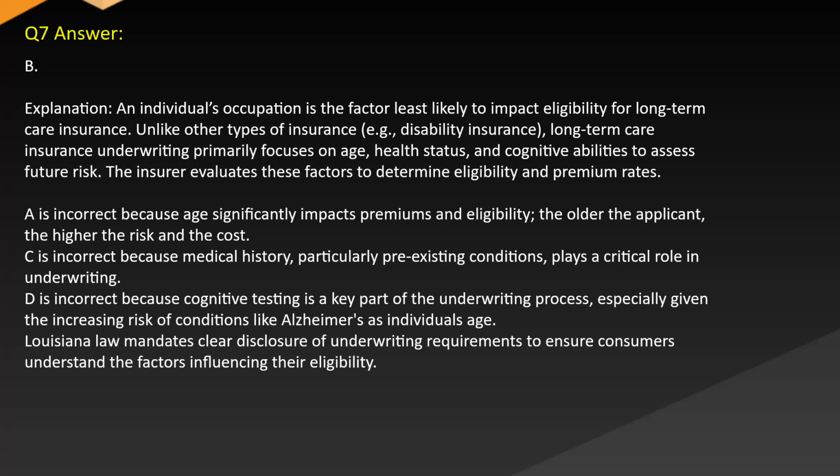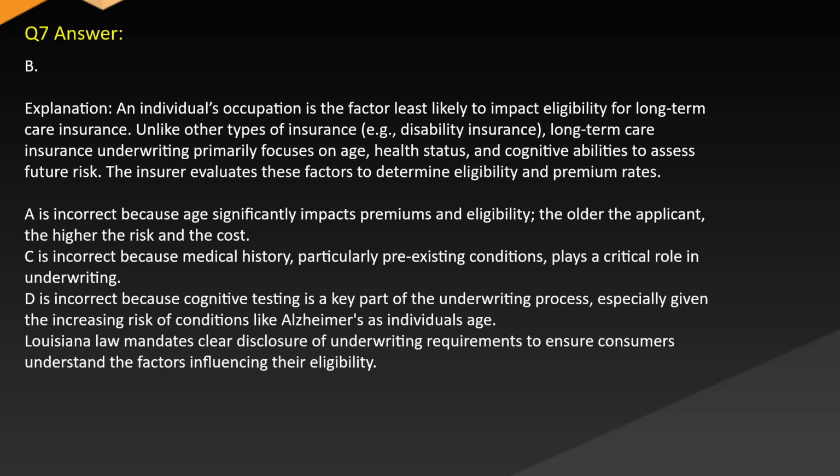Answer B. Explanation. An individual's occupation is the factor least likely to impact eligibility for long-term care insurance. Unlike other types of insurance, e.g., disability insurance, long-term care insurance underwriting primarily focuses on age, health status, and cognitive abilities to assess future risk. The insurer evaluates these factors to determine eligibility and premium rates.